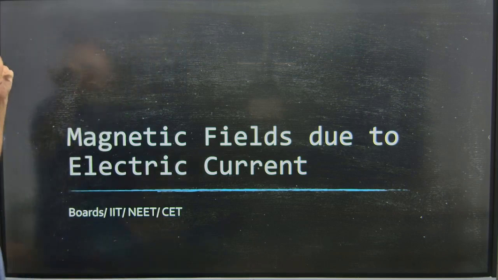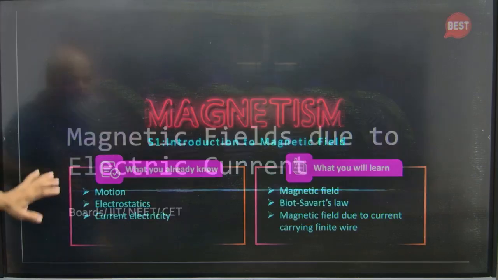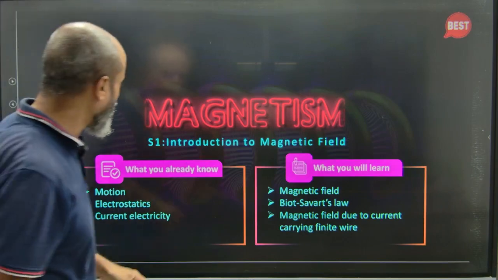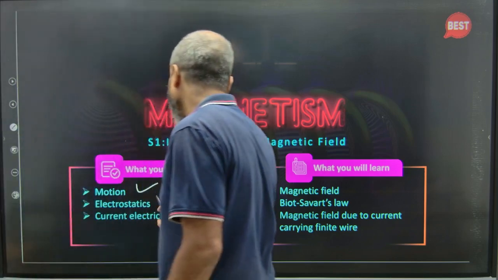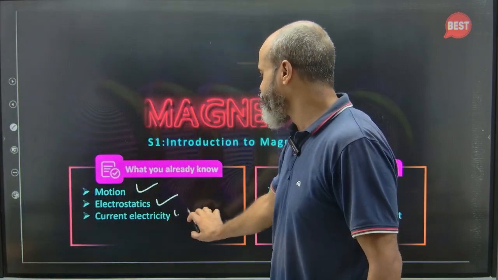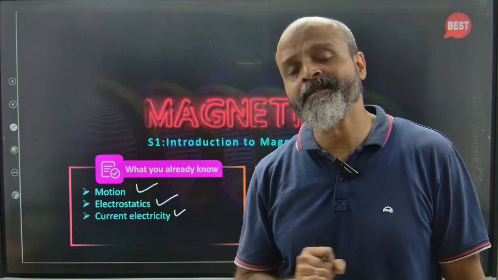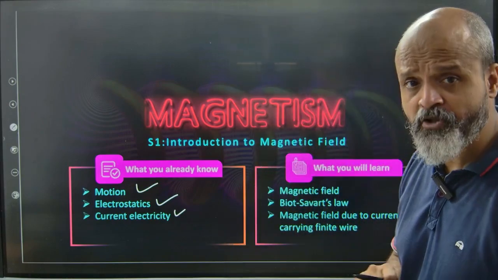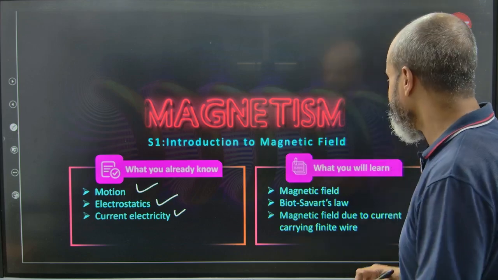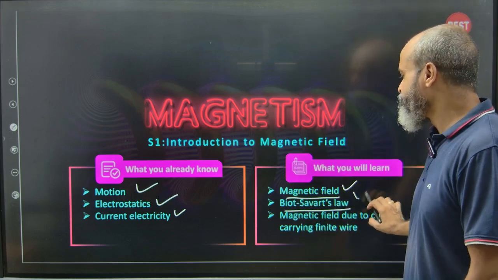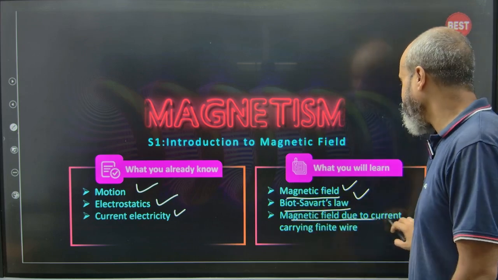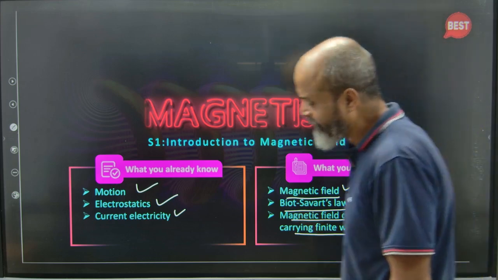Okay, so let's start with this: magnetic field is due to electric current. So till now, what have we learned? We have learned about motion, we have learned about electrostatics, and we have learned about current electricity. This is the basic expectation before we start with this chapter. Okay. Now we are today going to cover what is magnetic field, what is Biot-Savart's law, and magnetic field due to current carrying finite wire.